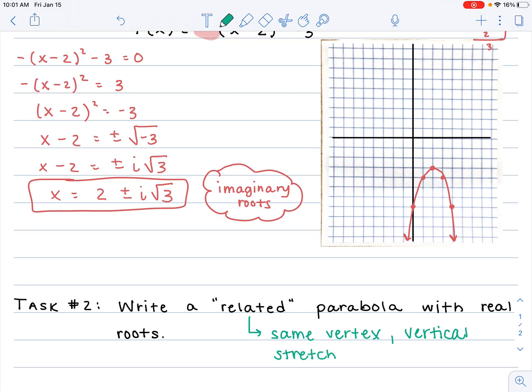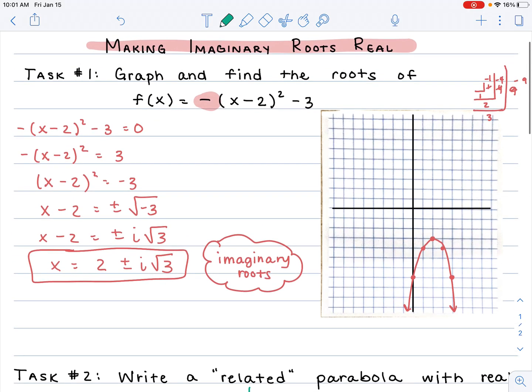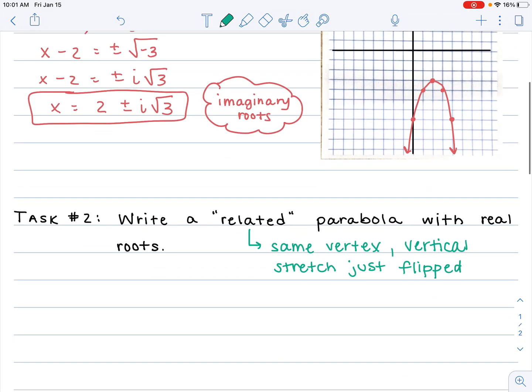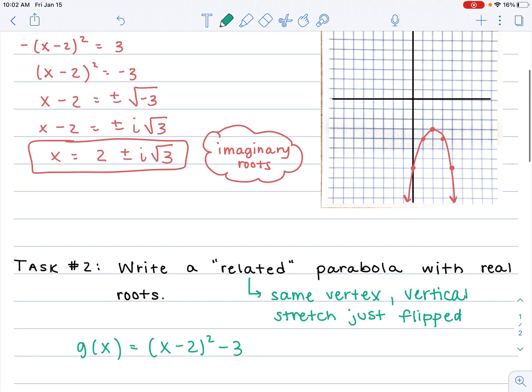Remember, our vertical stretch was just 1 here. It's just going to be flipped. So we're going to reflect it over that axis. So if I'm looking at this, my original parabola was this. If I just reflect it over, instead of being a negative, it's going to be positive now. So my new parabola is going to be (x minus 2) squared minus 3. So let's graph that and see what happens.